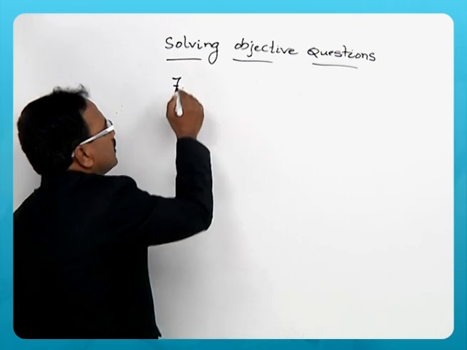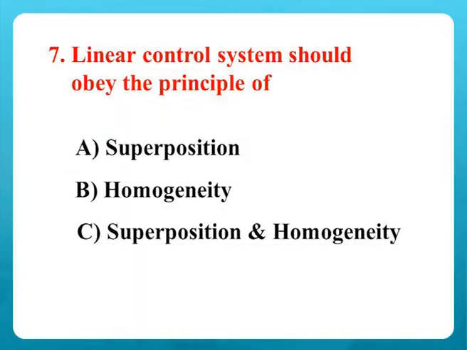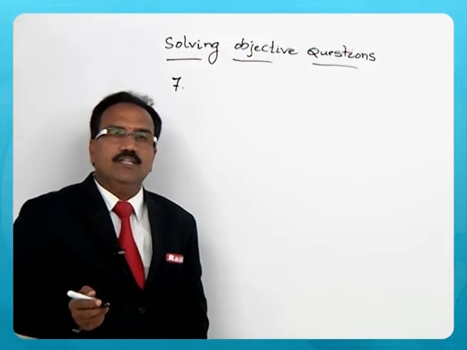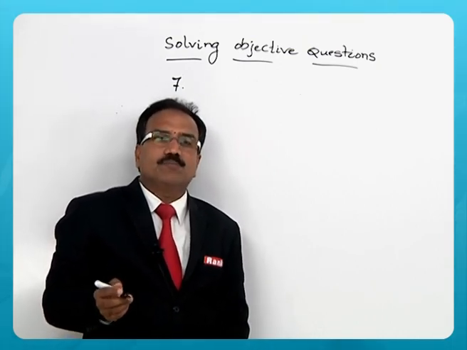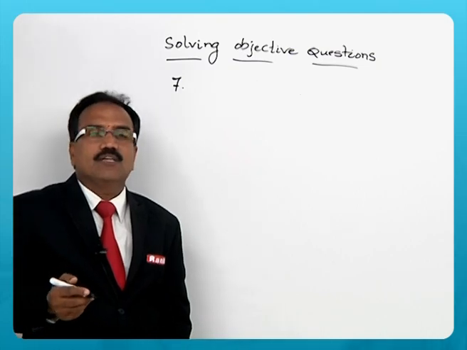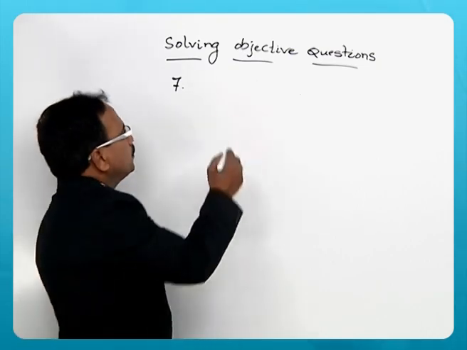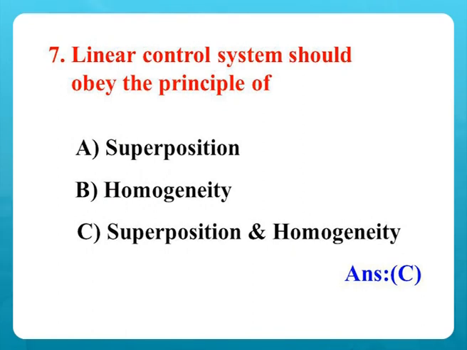The question number 7, linear control system. It should obey the principle of, options are superposition, homogeneity, and both superposition and homogeneity. So any linear control system, it must obey both principles, superposition as well as homogeneity. So the correct option is here C. Any linear system must obey superposition principle and then it should have homogeneity also.